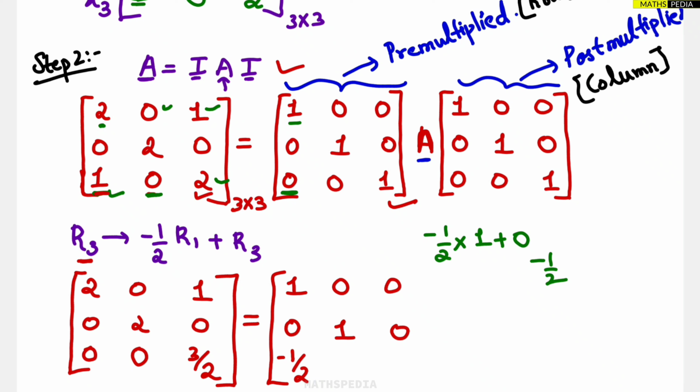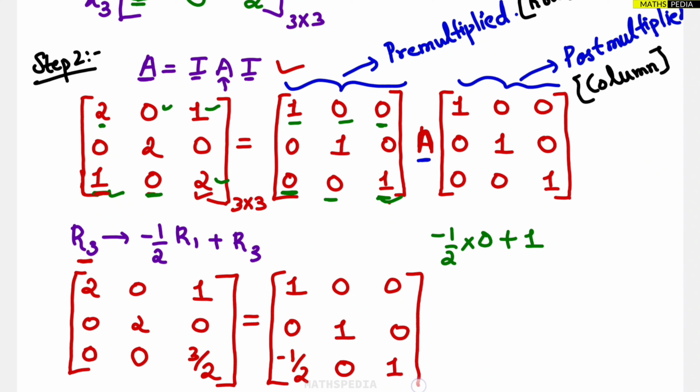Next, we have the next element as 0 again. So minus 1 by 2 into R1 value, which is 0, plus again 0. So the entire thing becomes what? 0. Next, coming to the last element of row 3, we have 1. So minus half into R1 value, which is 0, plus R3 value, which is 1. So it becomes what? 1 itself? Yes. So it will become 1. So this part is done.